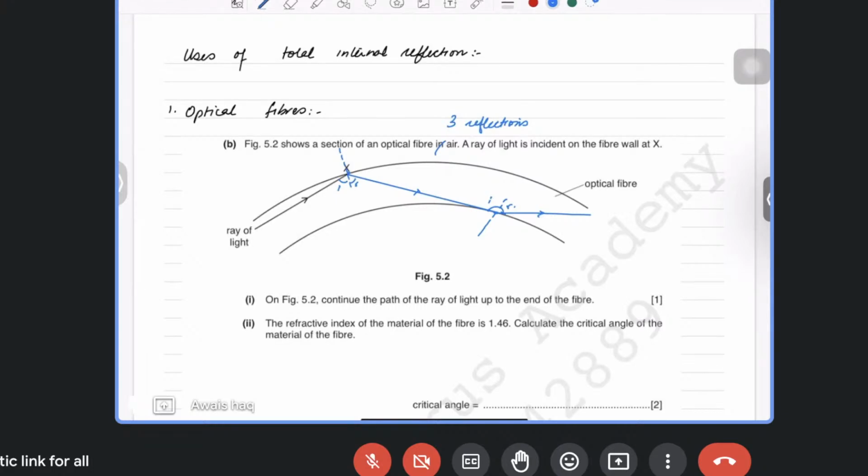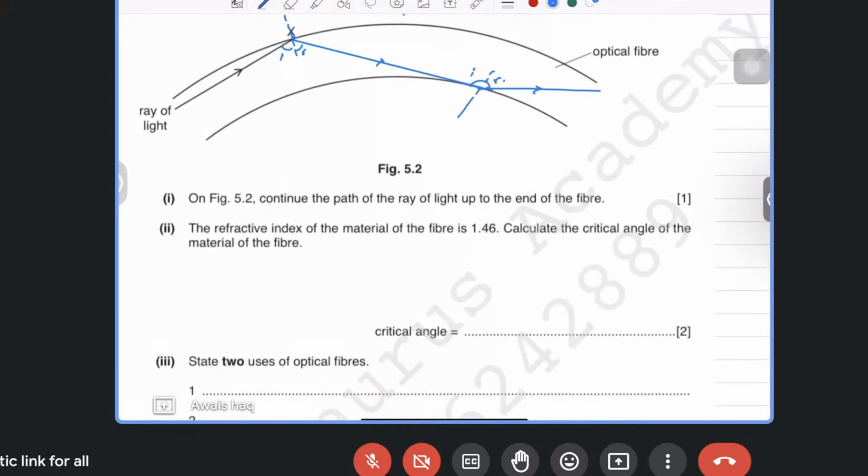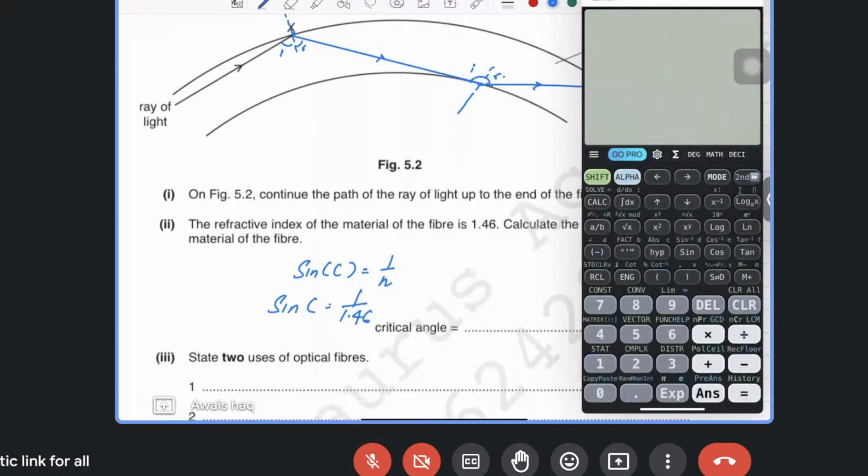Then it says the refractive index of the material of the fiber is 1.46. Calculate the critical angle of the fiber material. Now, who can tell me the critical angle formula, please? n equals 1 by sine C. Sine C equals 1 by n. Very good. So we have to find 1 over 1.46. It's very simple. All you need to do is press shift and sine, which gives you sine inverse, and then the value of 1 divided by 1.46.